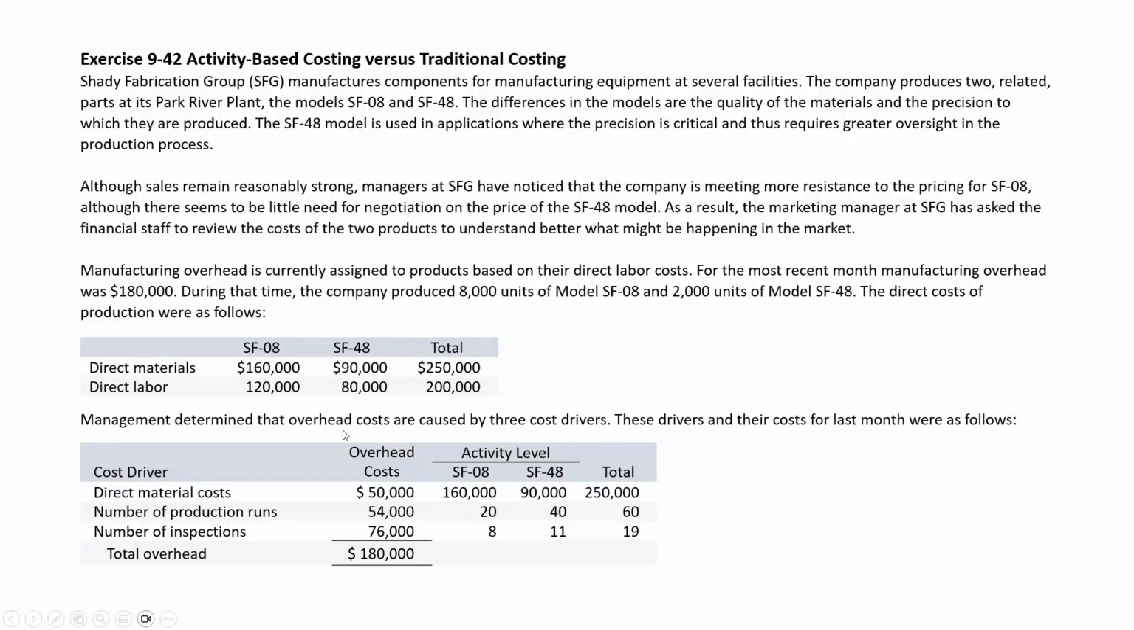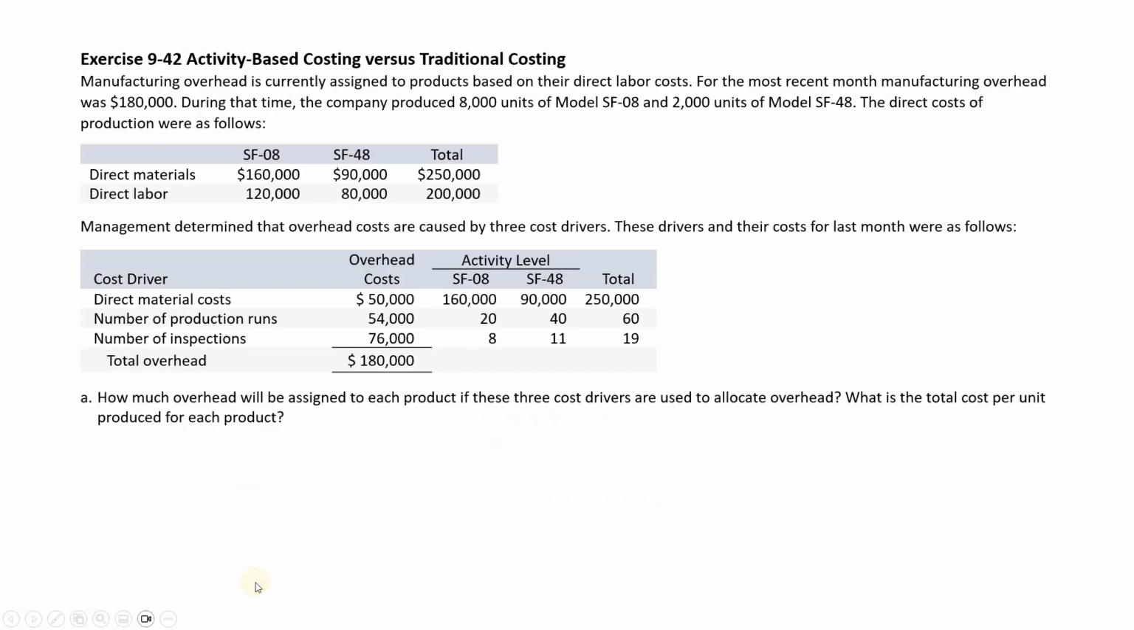If we determine we want to use ABC costing, they want us to explore what differences it creates in costing. They've identified 3 different cost pools: one related to direct material costs, one related to the number of production runs, and the third related to the number of inspections. In the first scenario, they want us to apply overhead using this ABC costing, again, just to see if there are any differences created. The first thing we need to do is calculate a rate for each of the activity pools.